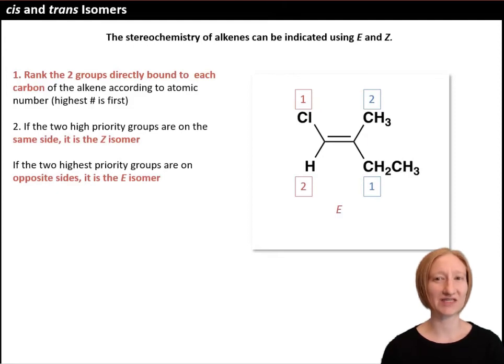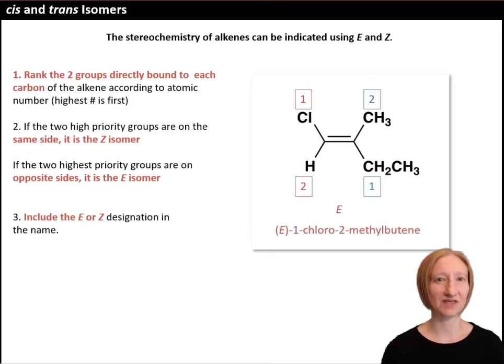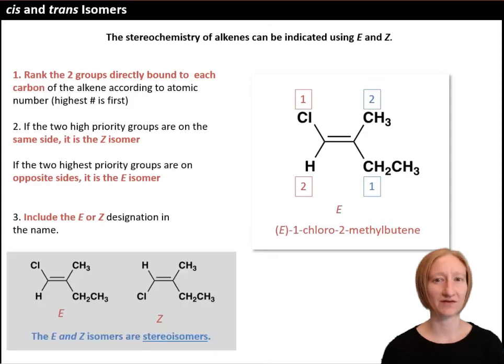Finally, we include the E or Z designation in italics and in parentheses at the beginning of the name. This compound is named (E)-1-chloro-2-methylbutene. And one final note here is to acknowledge that the E and Z isomers are stereoisomers. They have the same connectivity of atoms, but a different arrangement of those atoms in space.